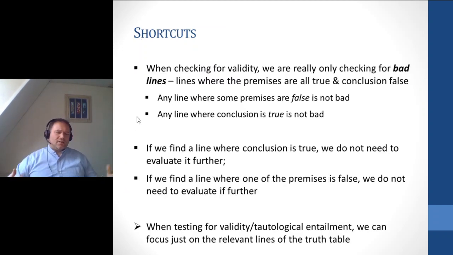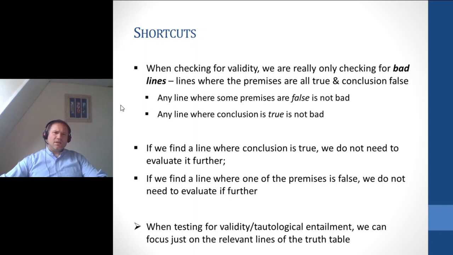So the other thing that's helpful, because if you remember, we talked through and I said there are some cases, for example, if we're trying to show an argument's valid, where we'll need a complete table. So we can't do the kind of partial table thing that we just did. But even in those cases, we can use some shortcuts. And this we can see clearest when we think about validity. So when we're checking for validity, we're really only checking for bad lines. That is, valuations, lines, where the premises are all true and the conclusion's false.